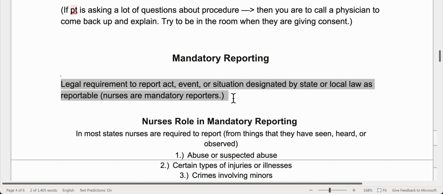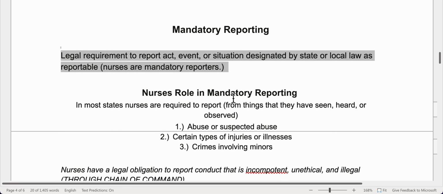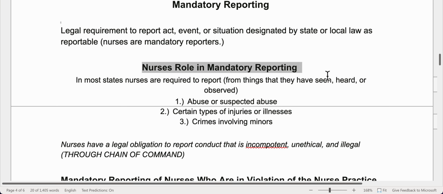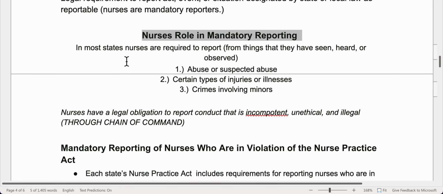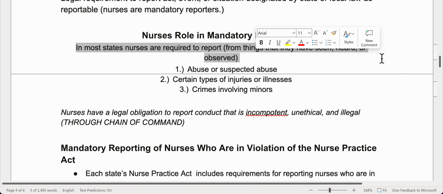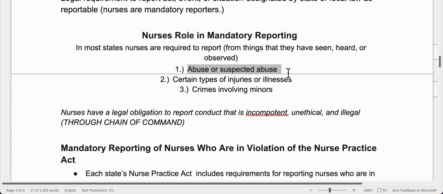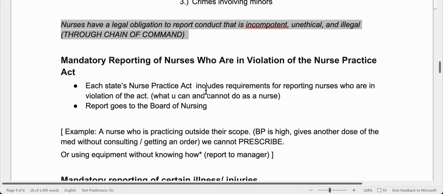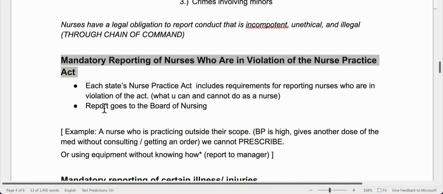Mandatory reporting. Legal requirement to report an act, event, or situation designated by state or local law as reportable. Nurses are mandatory reporters. Nurses' role in mandatory reporting: in most states, nurses are required to report things that they have seen, heard, or observed. Abuse or suspected abuse. Certain types of injuries or illnesses. Crimes involving minors. Nurses have a legal obligation to report conduct that is incompetent, unethical, and illegal, through chain of command.